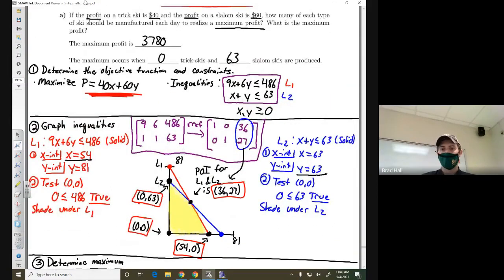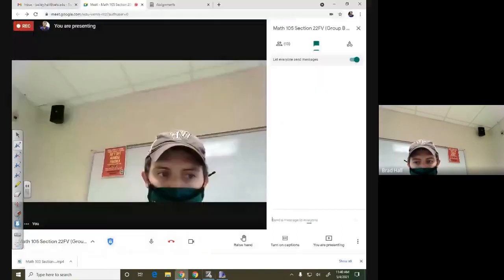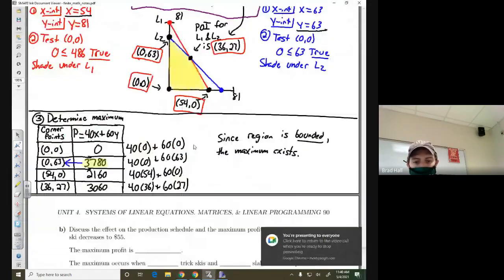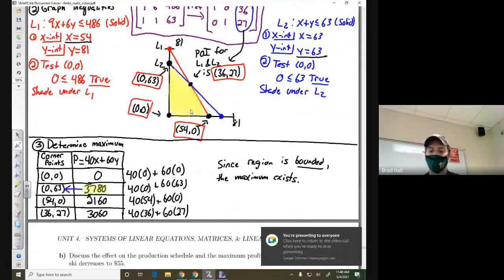So that is part A. The maximum profit is 3,780. The maximum occurs when 0 of the first ski and 63 of the second one are produced. Does anyone have any questions before we move on to part B?